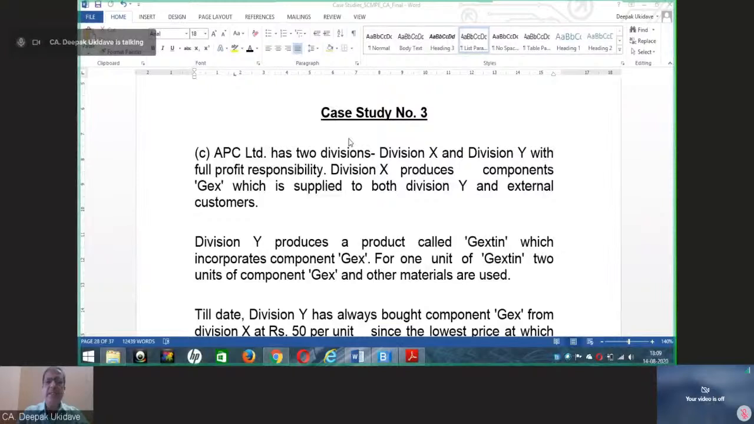Then division Y is procuring it from the market at 47 rupees. So 17 rupees extra, my goodness, it is paying for how many units? For 2,40,000 units of checks, because market demand is 1,20,000, so it requires 2,40,000 units of component. So 2,40,000 units of component multiplied by 17 rupees extra results in a loss of 40,80,000.